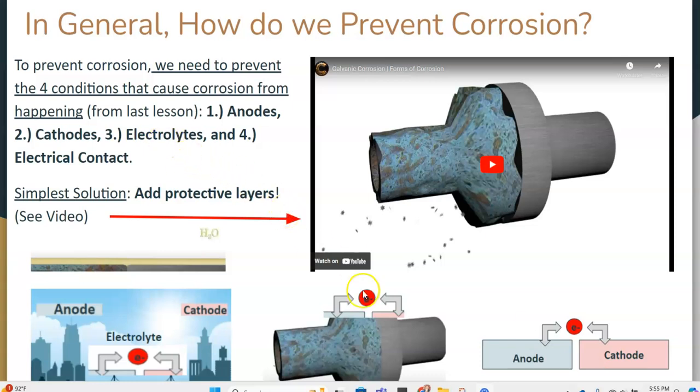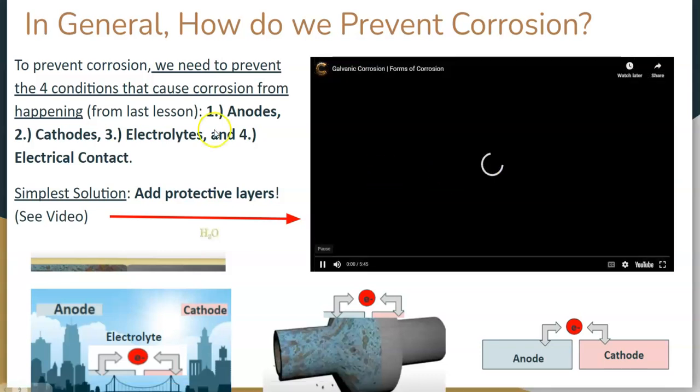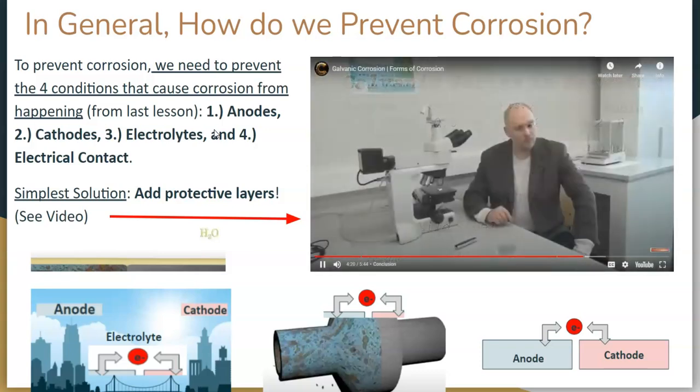You have to have electrolytes. That's essentially something that conducts the electrons from the anode to the cathode. Something like maybe the water, the moisture in the air in the atmosphere, salt deposits, dirt, grime, and there also has to be electrical contact. So to protect against these four risk factors, the simplest solution is to essentially add protective layers that avoid that from happening. Let me show you a video that gives you a better visual on that.